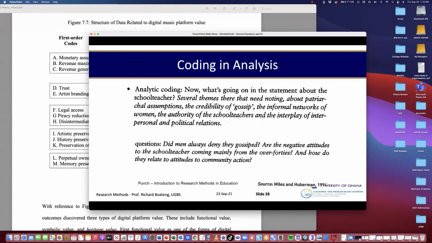Okay. So what can we then see? Because of the auxiliary codes that we have, the patterns we have been able to identify and put together, we can then ask ourselves certain questions or reach some selective conclusions. Are men saying that they don't gossip? Are the negative attitudes to the school teacher coming mainly from the over 40s? How do we relate to the attitudes to community action?